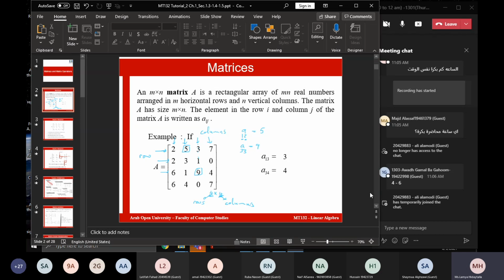For instance, A13 is the first row, third column, so its value is 3. A34 is the third row, the fourth column, so its value is 4.